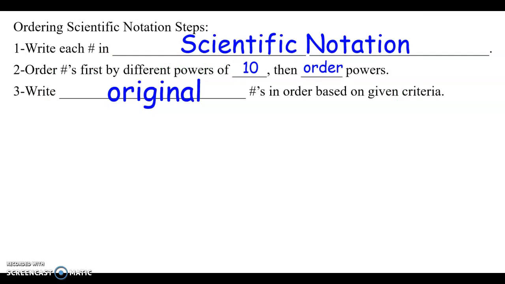Okay, moving on, next page. So this is a fill in the blank, we are going to write and order some scientific notations here. So we're going to write each number in scientific notation first. You're going to order by the powers of 10 and then order the powers. Write the original numbers back in order based on the criteria given. So we've got just a couple more to go through here.